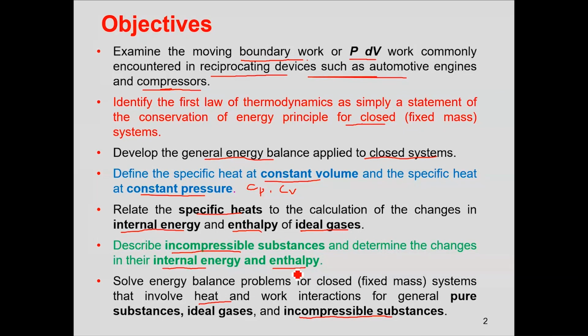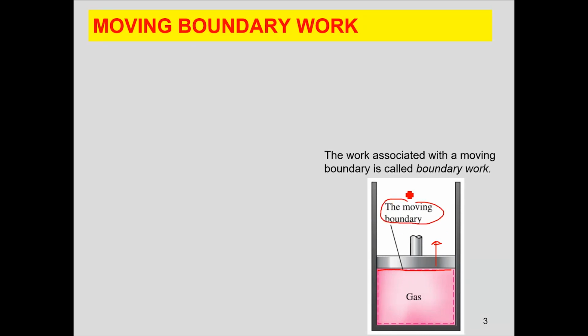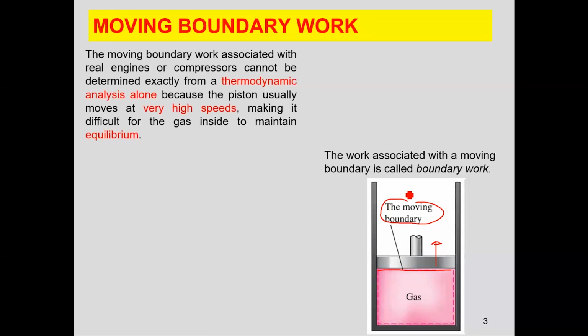Beginning with the boundary work or PdV work, which is commonly encountered in automotive engines and compressors, let us first understand what PdV work is. In a closed system, where you have one boundary as a movable boundary, as the boundary moves there is some work associated with the movement of the boundary, and this work is known as boundary work. Real engines which normally encounter boundary work move at very high speeds, and when they move at very high speeds, it is very difficult to attain equilibrium within the system.